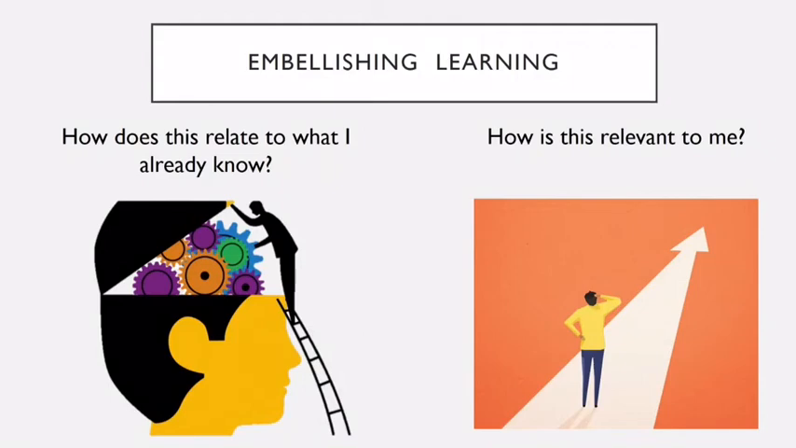Now, these two questions tap in to exactly how our brain likes to learn. The first, how does this relate to what I already know, taps into the physical and biological way that our brain learns, of forging connections and constructing new learning on prior learning. And the second, how does this relate to me, taps into the primary motivation for learning, its relevance. The more relevant learning is to us, the more it will be prioritised by the brain.